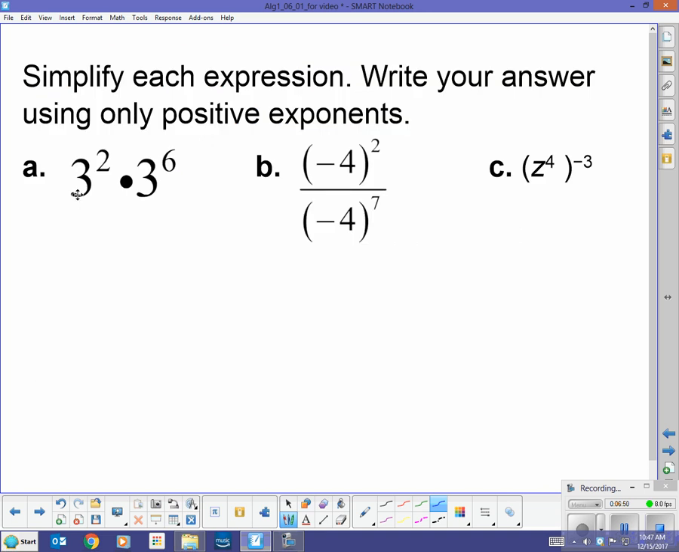So here I have 3 to the power of 2 times 3 to the power of 6. They have the same base, so I can think of this as 3 to the power of 2 plus 6, or this is 3 to the 8th power, simplified.